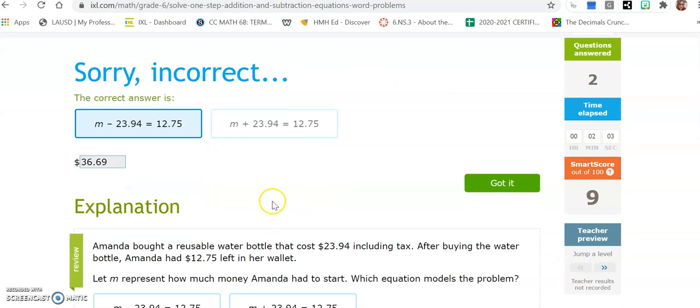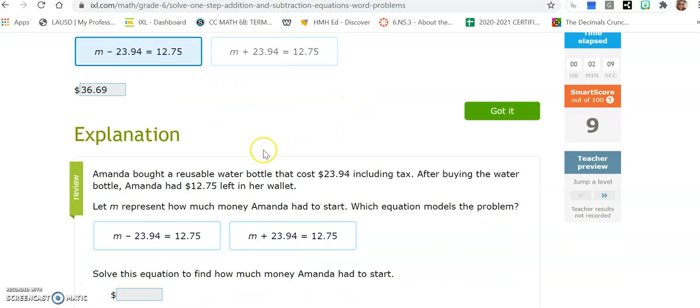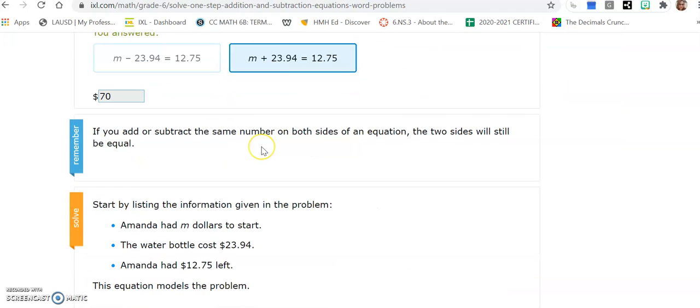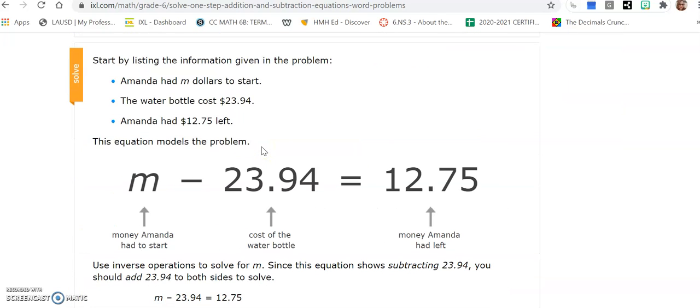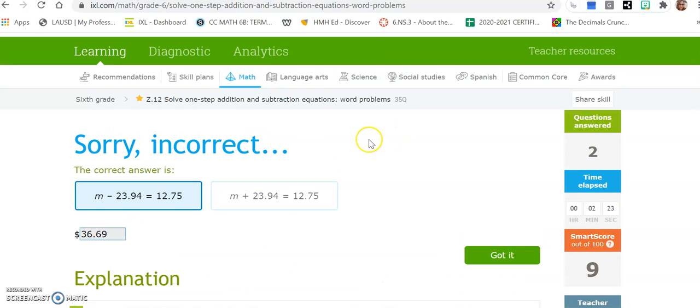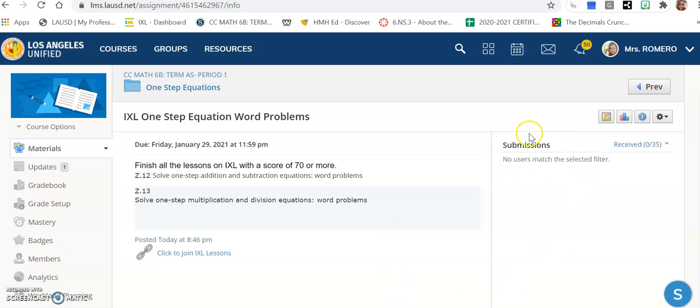So it is very important that you try your best. If you got it wrong, but you tried your best, no worries. Look at the explanation. Find out why, what's going on. That way you can try again. Remember, once you score 70 and more, you can go on to the next lesson. When you're done, you don't need to click submit. I will see this on Saturday, and then I will give you your points.